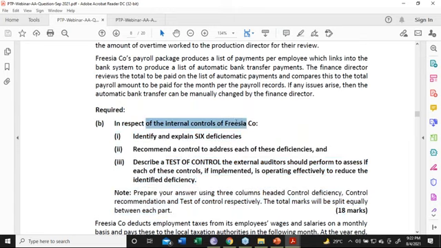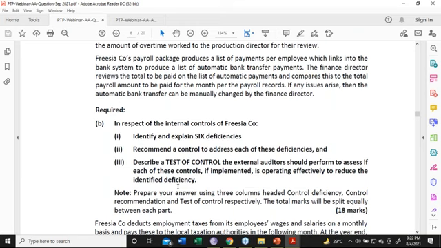In respect of internal controls of the F company, first of all, we have to identify and explain 6 deficiencies. So that will give us 6 marks. Identification will give half a mark, the explanation will give another half mark, 6 marks. Mind you, the identification will be from the question itself. And for the explanation, we will use wording such as this increases the risk of, this could lead to, there is a risk that as a result of this.